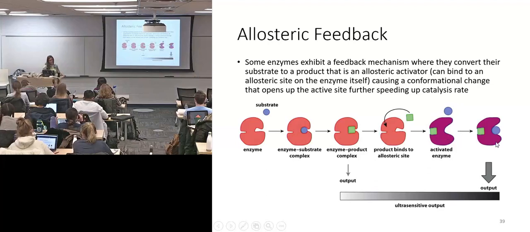Okay? This is a positive feedback loop. Okay? And this would be the normal rate of output, if you just had enzyme binds your substrate, turns it to product, binds a new substrate, turns it to product. But with this allosteric activation or self-activation, you can get an ultrasensitive output and even faster conversion of these things.